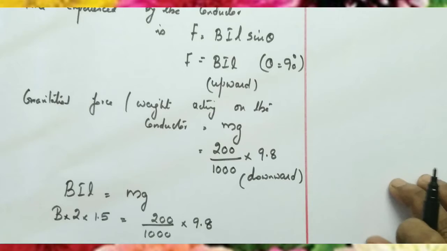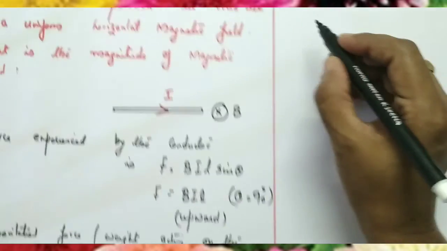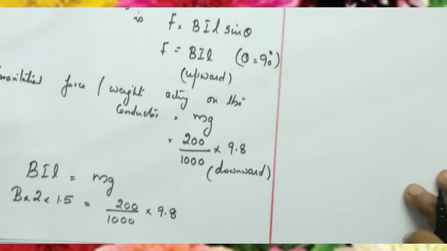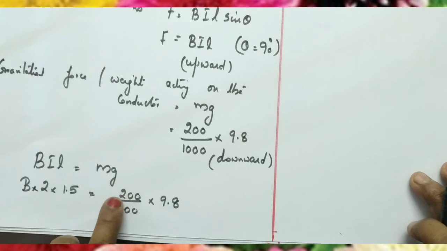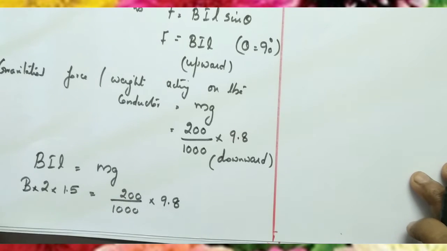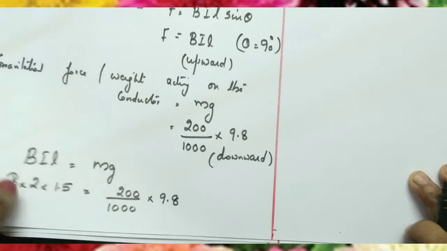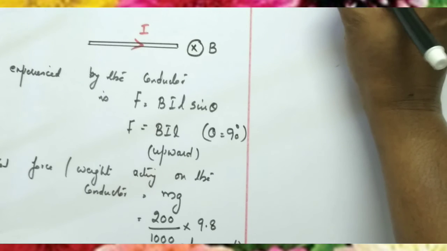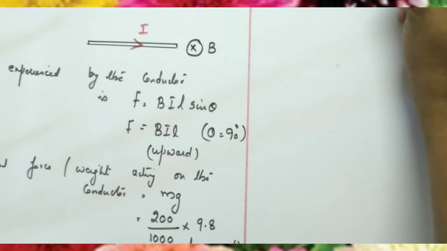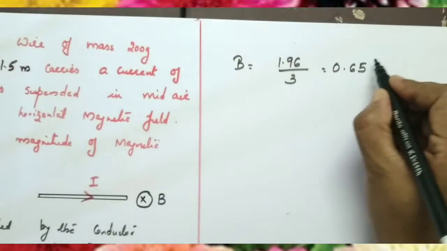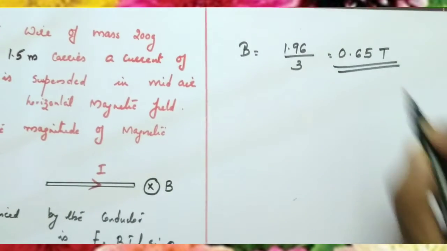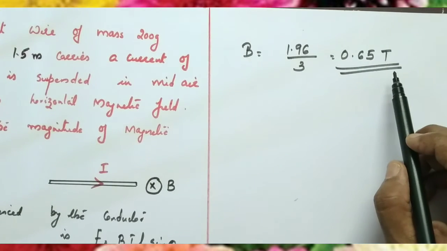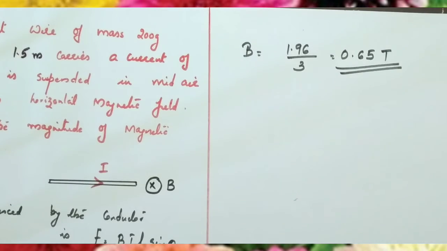After simplification, B into 2 into 1.5 equal to 200 by 1000 into 9.8. We get 1.96 divided by 3, which is 0.65 Tesla. So the magnetic field is B equal to 0.65 Tesla. That's the answer.